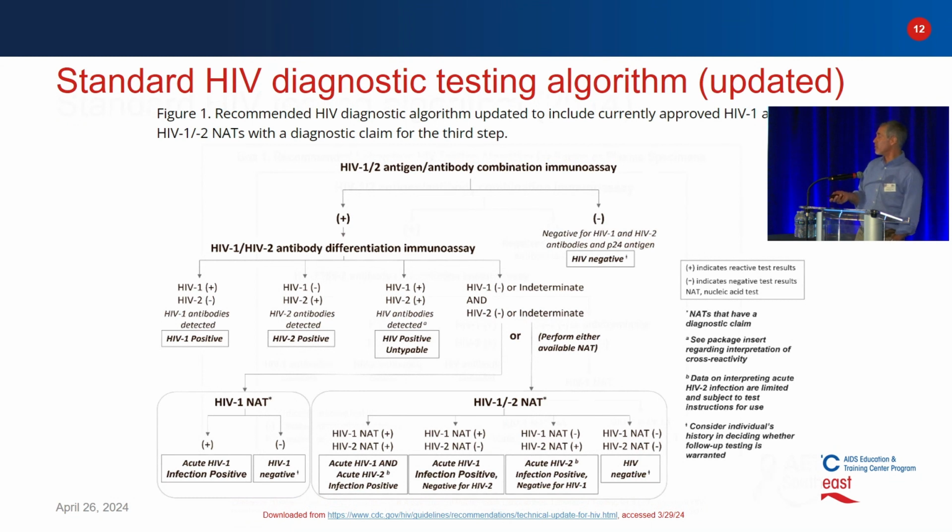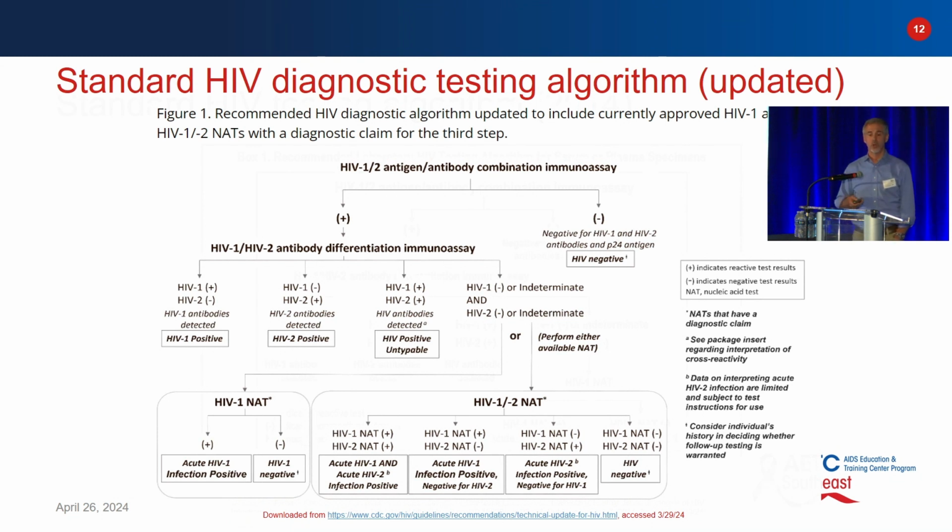After 10 years of almost no changes in the testing algorithm, the CDC recently updated the algorithm to incorporate three recently FDA-approved nucleic acid tests that can be used for HIV diagnosis. All right, so unlike the standard quantitative HIV viral load that most of us get in practice to monitor treatment in people with HIV, that cannot be used to confirm diagnosis. These new nucleic acid tests can, and there are a couple of different ways that the CDC says that they can be incorporated into the testing algorithm.